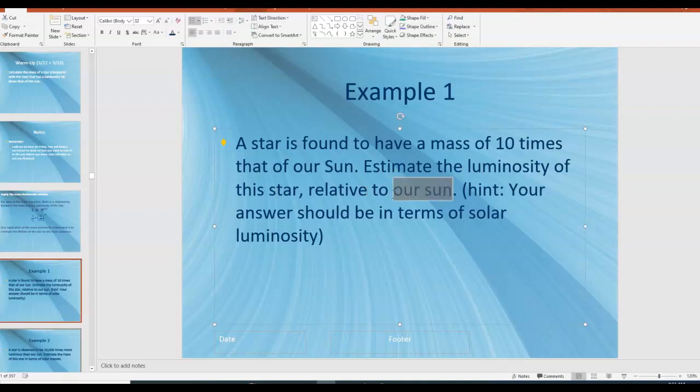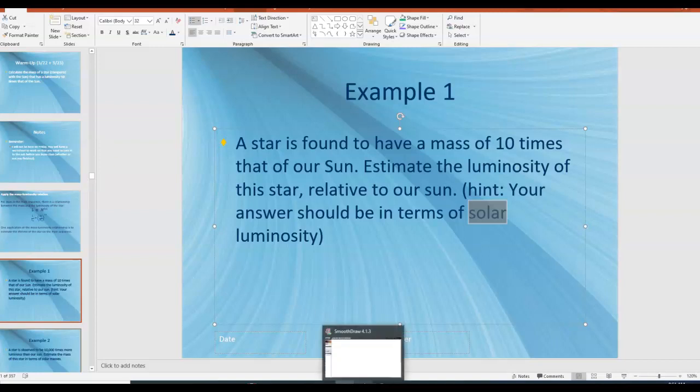Okay, anytime you see something relative to, that means in terms of. And I gave you a hint. It says your answer should be in terms of solar luminosity. Solar meaning our sun. Okay, in other words, the answer to this question, it says estimate the luminosity. It's not asking for the actual luminosity. It's asking for the luminosity relative to our sun.